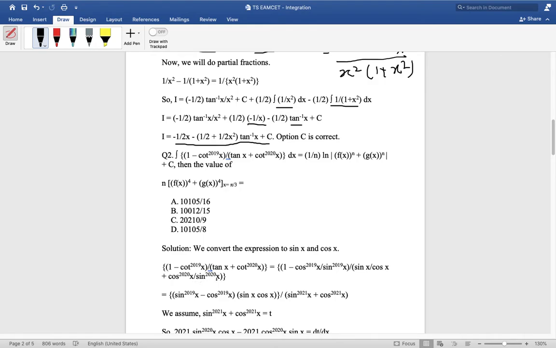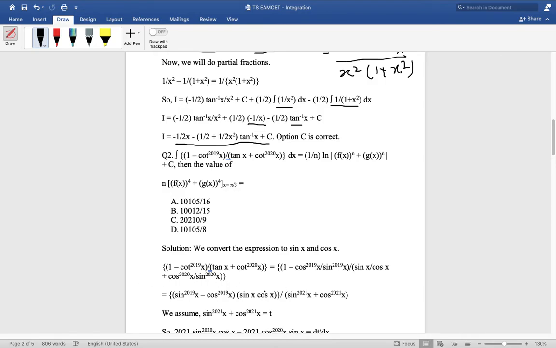Okay. Now when you add sin x by cos x plus cos 2020x by sin 2020x, the LCM will be sin raised to the power 2020x into cos x. And over here, sin raised to the power 2019x will stay in the denominator. 1 multiplied by sin 2019x is sin 2019x. So you will get sin raised to the power 2019x minus cos raised to the power 2019x divided by sin raised to the power 2019x. Okay, and over here you will get sin raised to the power 2020x and cos x. This whole will go into the numerator because this expression is in the denominator.